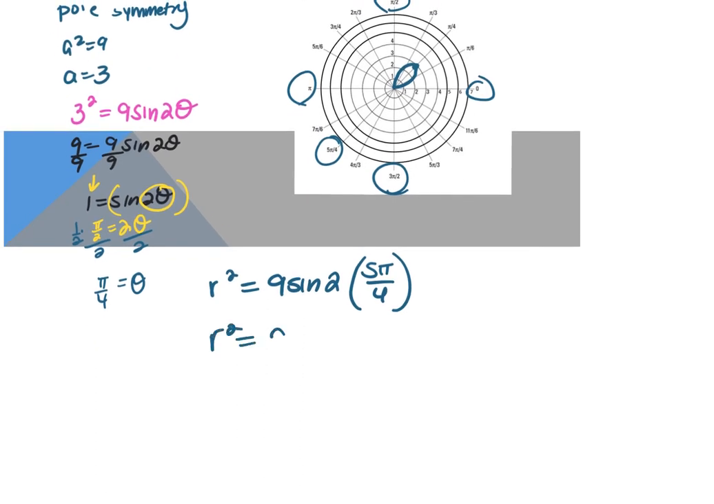R squared equals 9 sine, well, let me simplify this. 2 goes in here twice: 5 pi over 2. Where's 5 pi over 2? Is that on your unit circle? No, it's a coterminal angle, right? 5 over 2 would be what in mixed number form? 2 1/2 pi. Where's that angle?